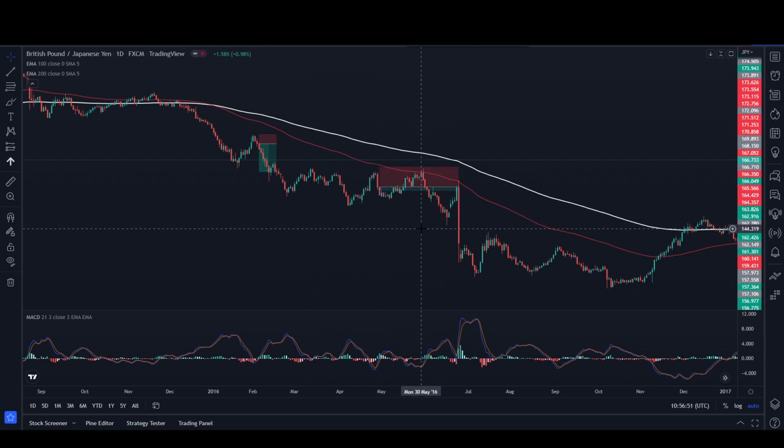So let's perform the backtest now, see how this performs over 20 years, and then I'll see you for the results.